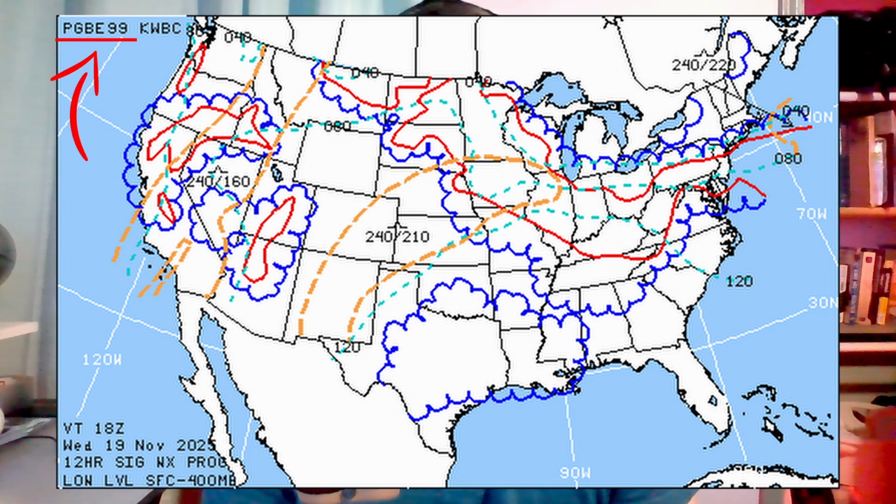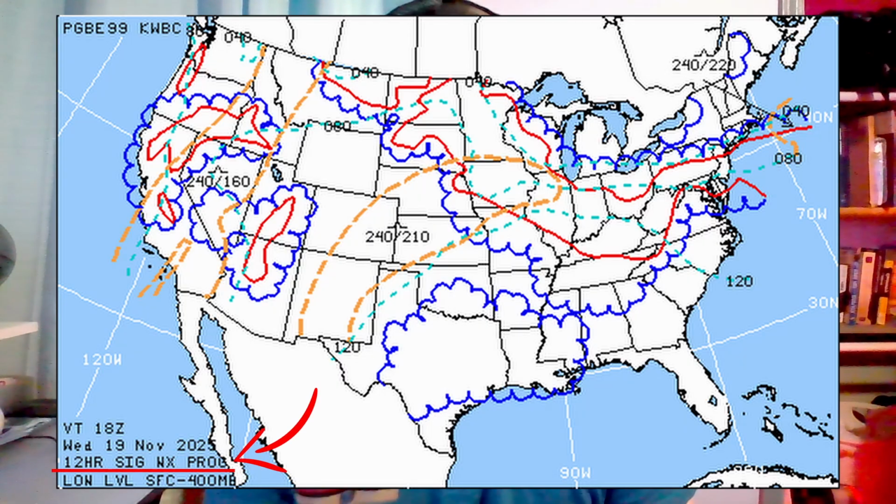PGBE 99 is the World Meteorological Organization's product header, which specifies the type of data being transmitted. KWBC is the ICAO identifier associated with the National Weather Service in Washington, D.C. VT stands for valid time, which is 18 Zulu, Wednesday, November 19th, 2025.